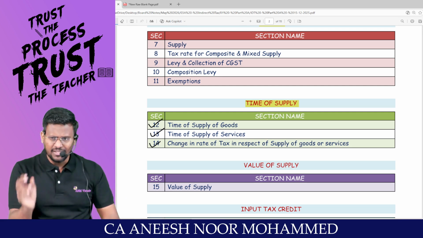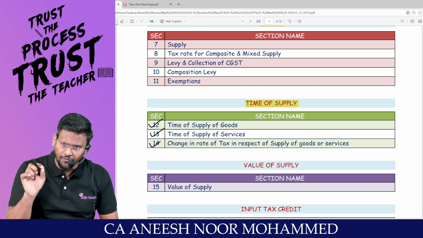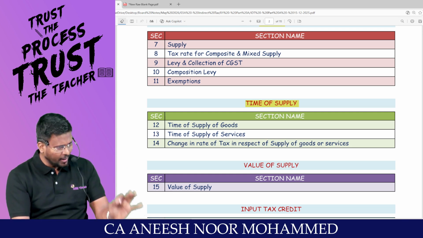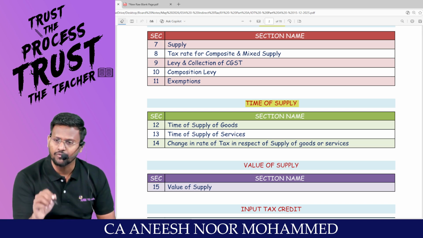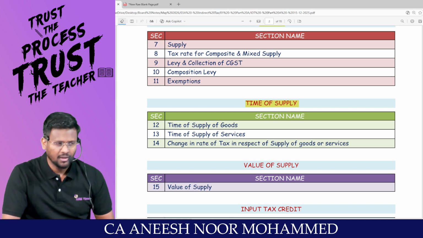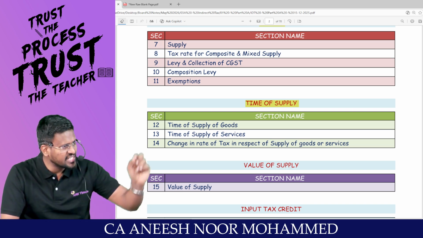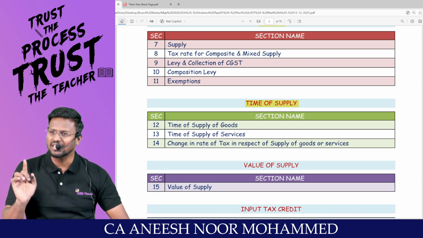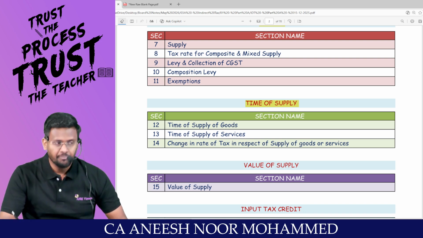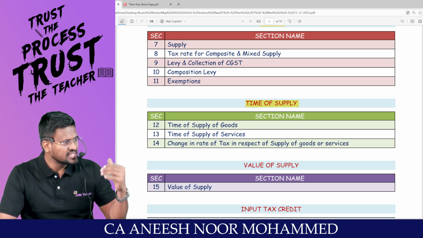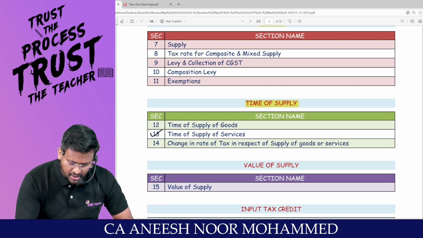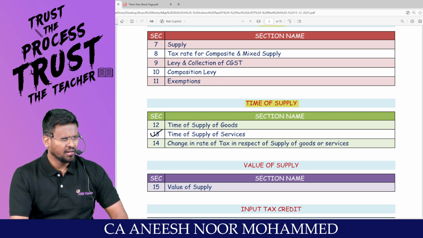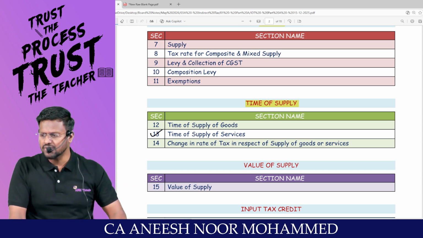So, if your supply falls under the category of supply of goods, then you come and check section 12, because section 12 answers the time of supply of goods. When you are liable to pay the GST to the department is explained in section 12. No, sir. My activity or transaction is not supply of goods, sir. My activity or transaction is supply of services. Then please come and check section 13. What is section 13? Time of supply of services.